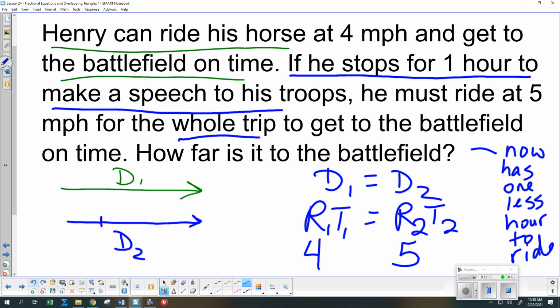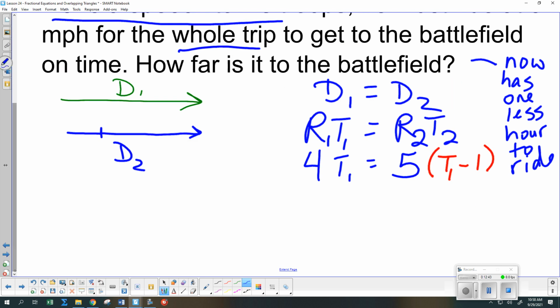He still needs to get there on time. He still started at the same time and ended at the same time. Does it make sense to you guys that over here, that means if he spends an hour talking, he has the original amount of time minus 1 to get there on time? And then I can leave this as that original time here. So now, let's think strategy here. I'm going to let you finish that part. And when you finish that part, you're going to have T1.